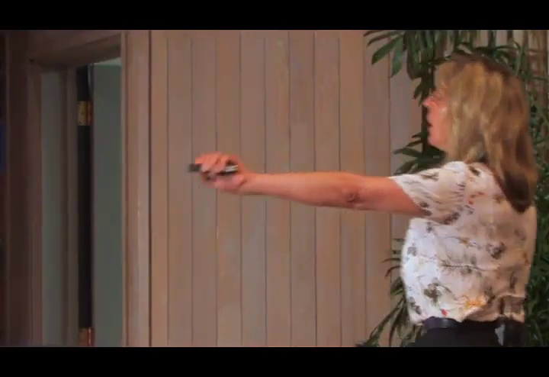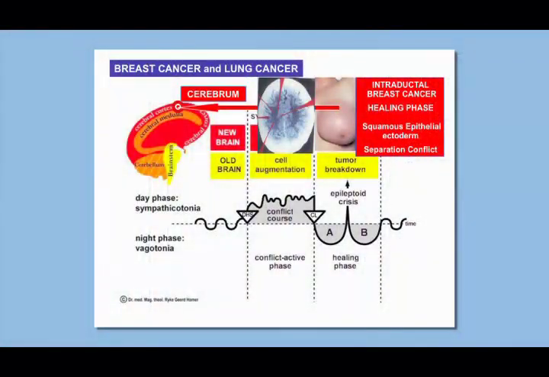So let's look at this with a couple of examples, okay, from what we have learned. We've learned that the intraductal breast cancer is the healing phase of a separation conflict.